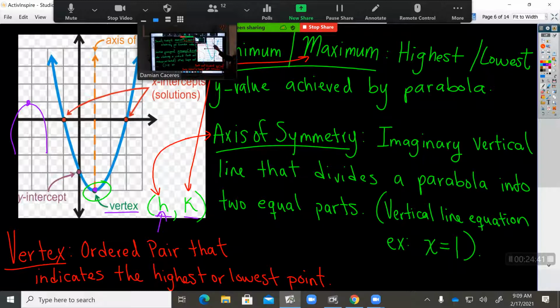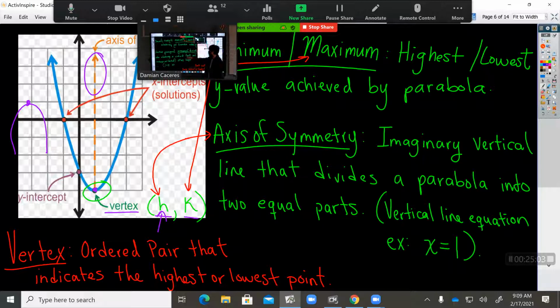H is this orange line that you're looking at here, axis of symmetry. And what does H do? It divides the U into two perfectly equal parts. So it cuts the U in half. But notice how the line is dotted. So it's not a real line, it's an imaginary line.